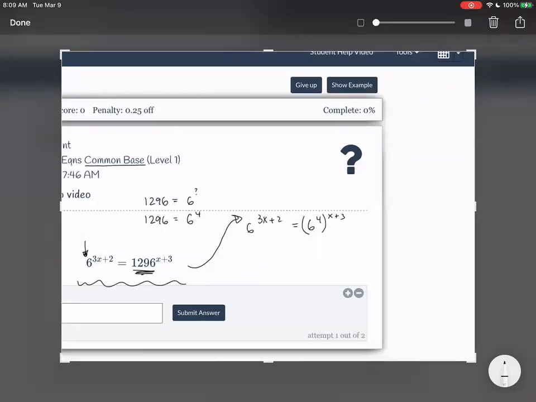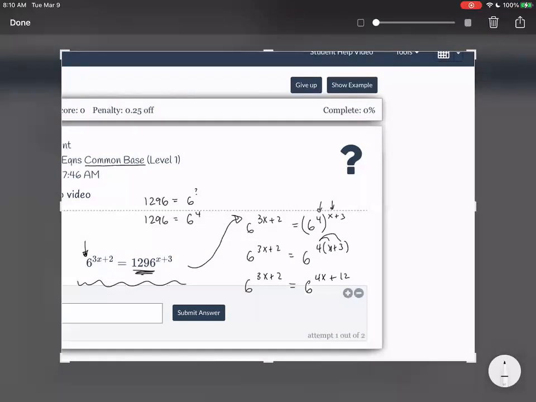Let's keep going. So now I'm just going to keep this the same. But with the 6 to the power of 4 to the power of x plus 3, remember that you can multiply these exponents. So 6 to the power of 4 times x plus 3. We're multiplying the exponents together. So this part remains unchanged. And then let's distribute the 4. So it's 4x and then plus 12. Okay, I'm going to pause here and see if you have any questions so far.